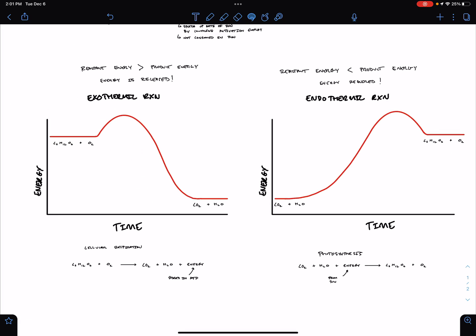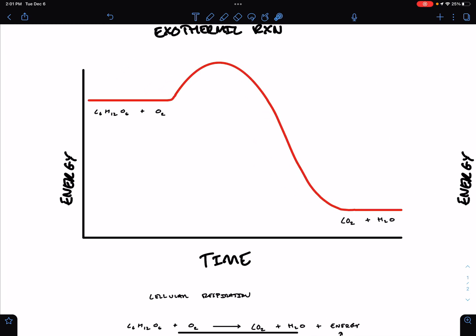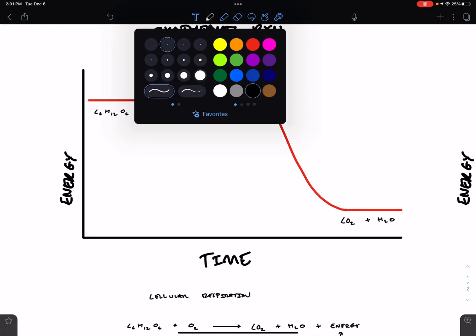So in our reaction with cellular respiration, you can see that the initial energy of our reactants is greater than the final energy of our products. So energy is going to be released in this reaction. Okay, let's label a few different components of this graph.